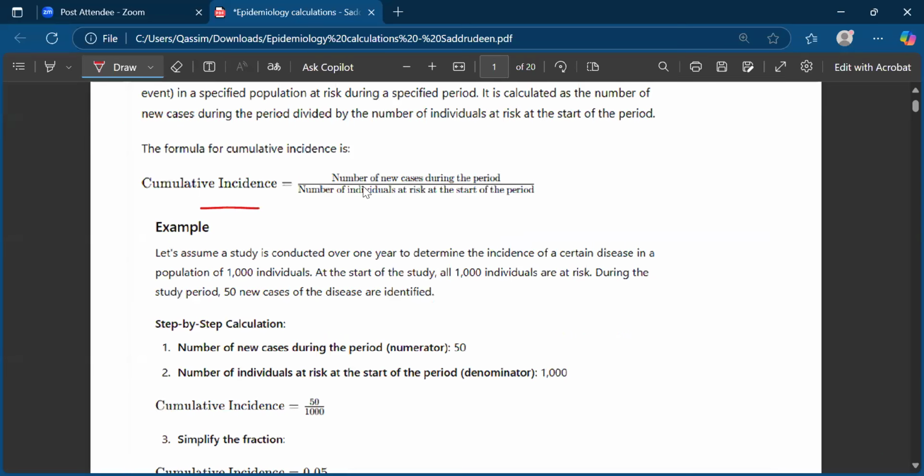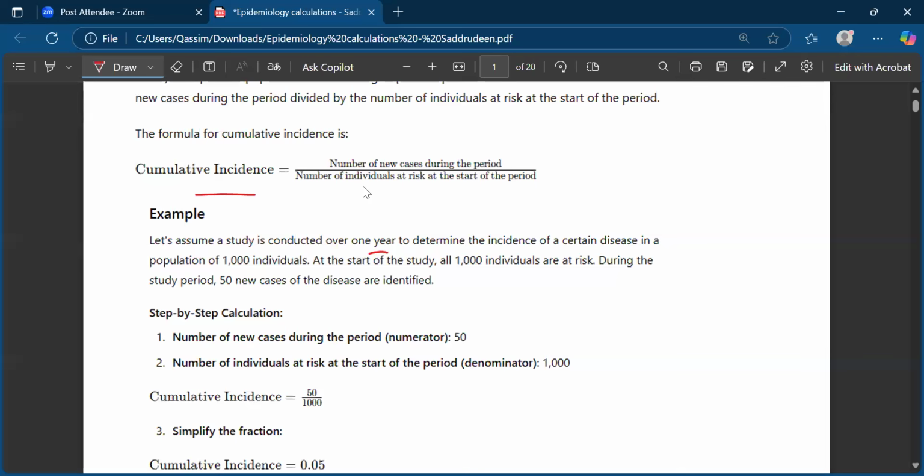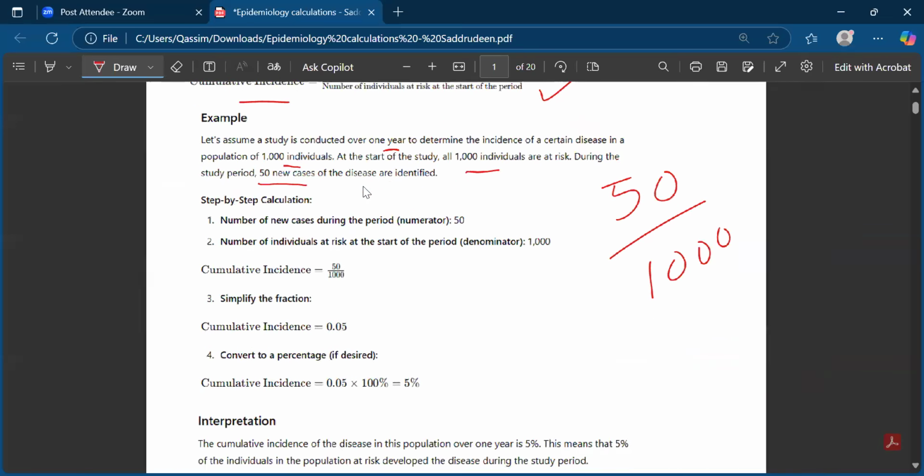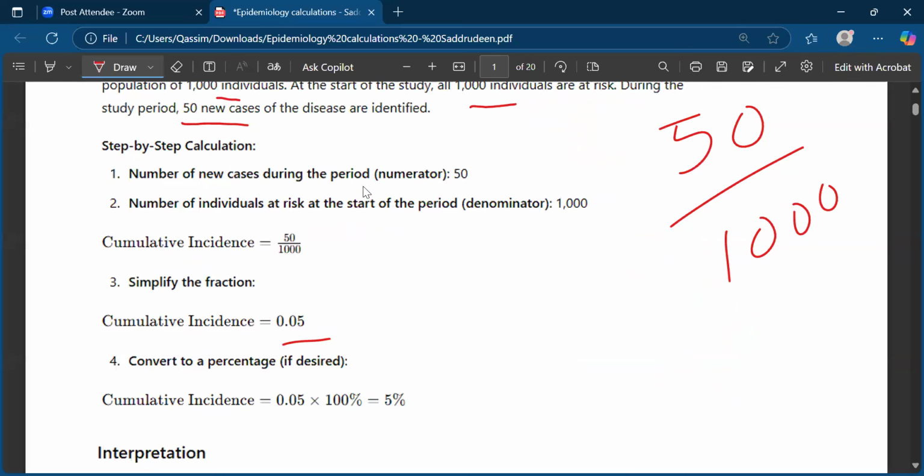So let us look at this example. A study is conducted over a period of 1 year to determine the incidence of a certain disease in a population of 1,000 individuals. At the start of the study, we assume that all the 1,000 individuals are at risk. And then you're told, during this study period of 1 year, 50 new cases of the disease are identified. So how are we going to calculate the cumulative incidence? Remember, we say the cumulative incidence is the number of new cases during the period over the number of individuals at risk. So how many new cases have we identified? 50 over the population at risk, which was 1,000. And then we get a fraction, 0.05. And then it's better to just convert it to a percentage.